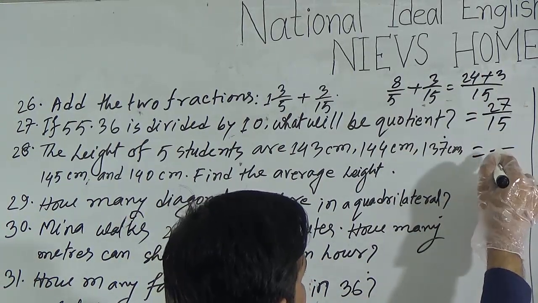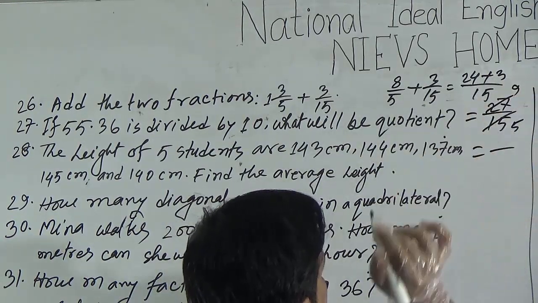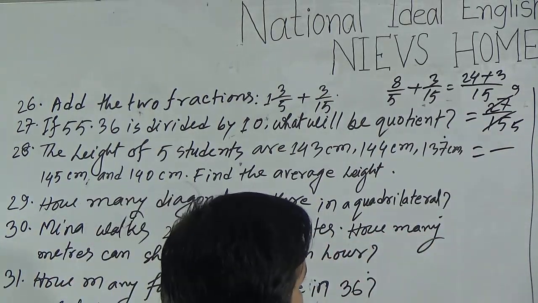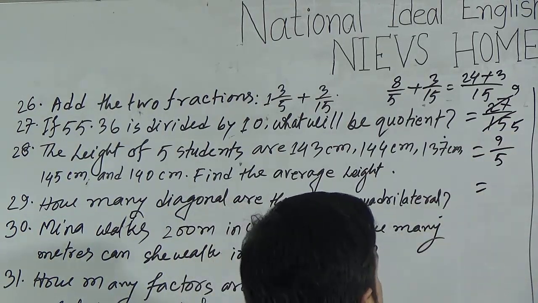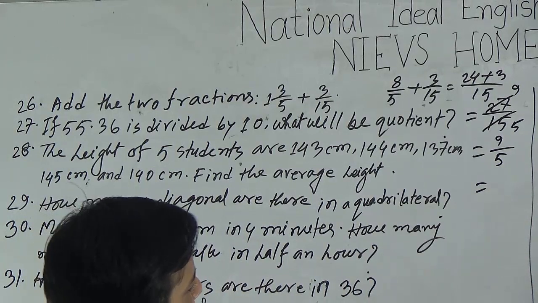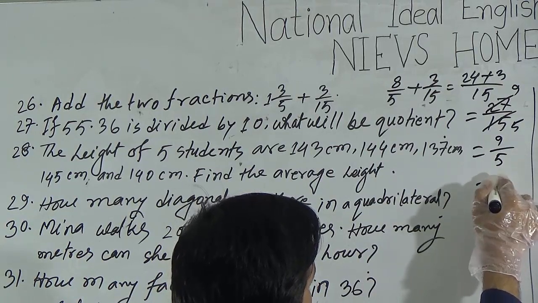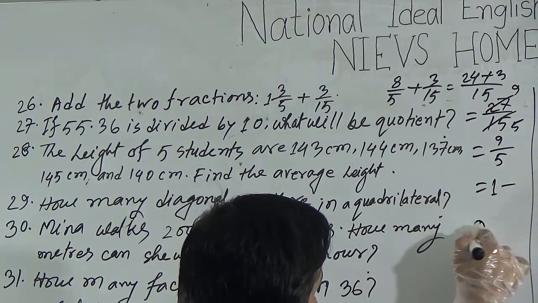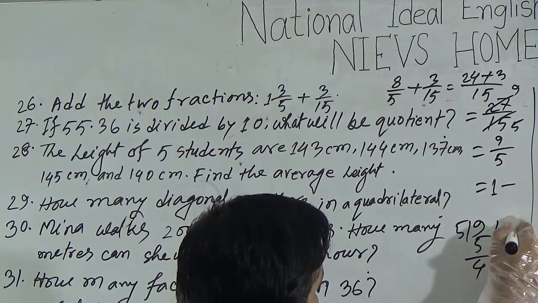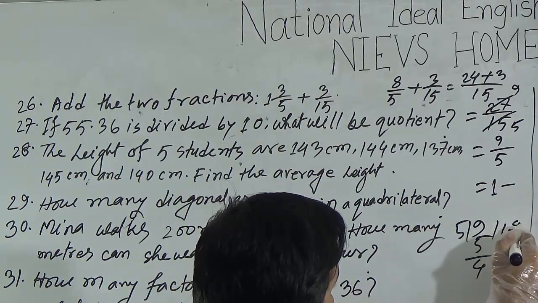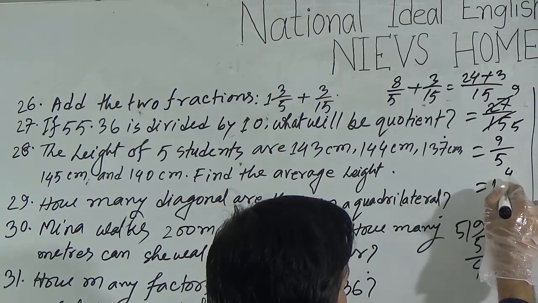Now we can simplify this. We can divide this by 3, it will be 5, and divide this by 3. It will be 9. So here will be 9 by 5. As this is an improper fraction, we have to convert this one into mixed. If we divide 9 by 5, we will get 1 time 5, 4 left. So 4 will go to the numerator and denominator remains same. So our answer will be one integer 4 by 5.